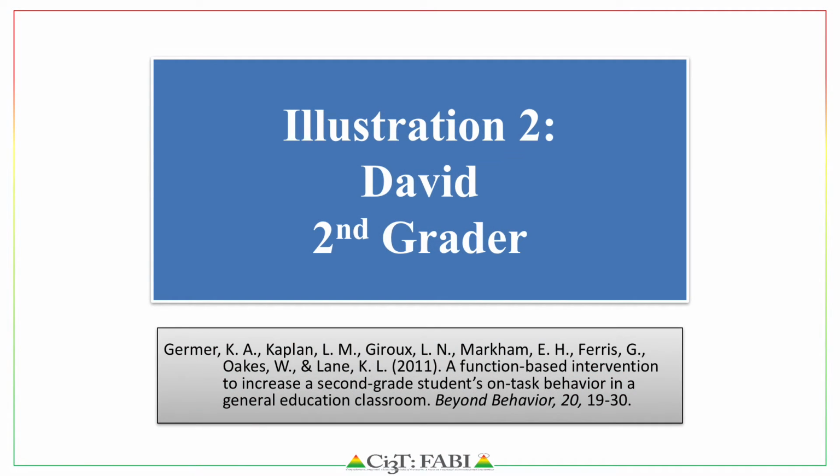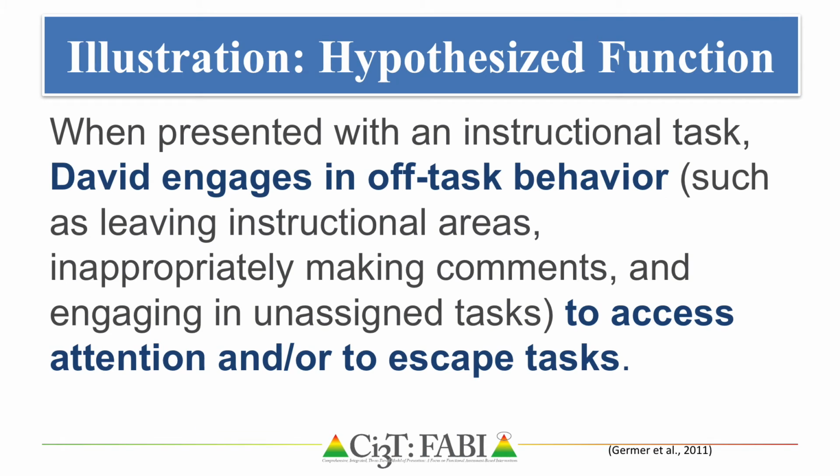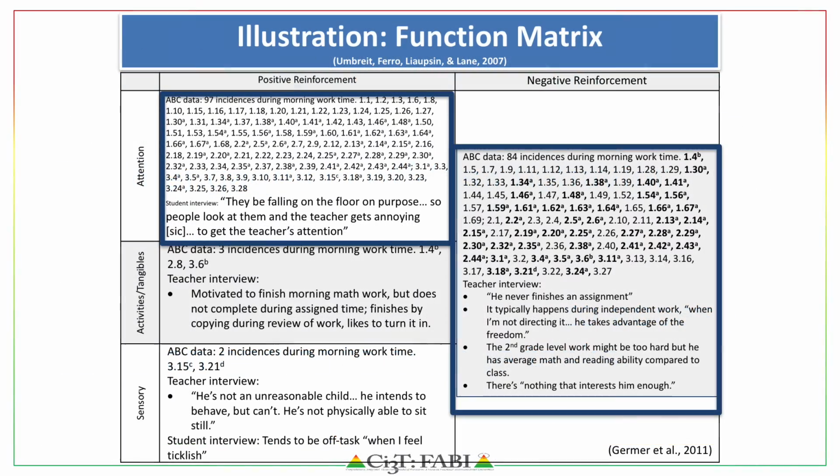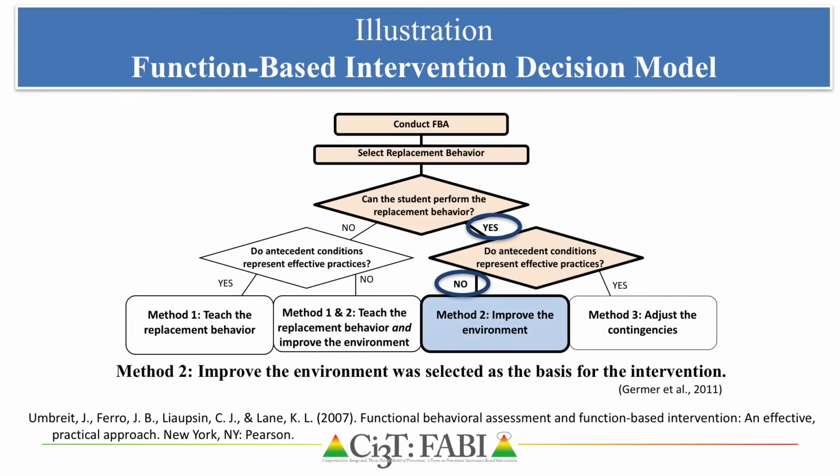functional assessment-based intervention. In this illustration by Germer and colleagues, 2011, results of the functional assessment indicated when presented with an instructional task, David, a second-grade student, engages in off-task behavior to access attention and/or to escape tasks, as determined by the function matrix. Using the function-based intervention decision model, the team determined the student could perform the replacement behavior and antecedent conditions did not represent effective practices. Method 2, improving the environment, was selected.